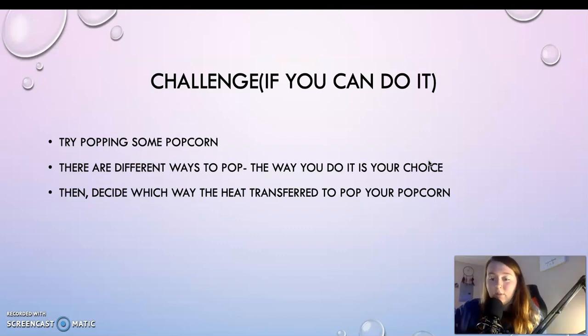If you don't have any popcorn or a way to pop it, don't worry about it. Just try to think about it. Between those three ways, what are the ways heat is transferred? So if you popped popcorn in the microwave, what type of heat energy transfer was used to pop that popcorn? If you did it in a pan, which way was it? Would it be convection, radiation, or conduction?